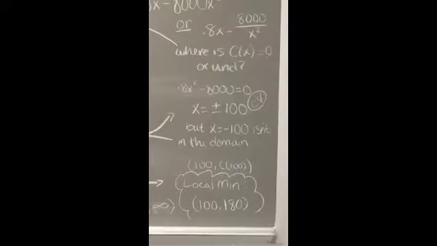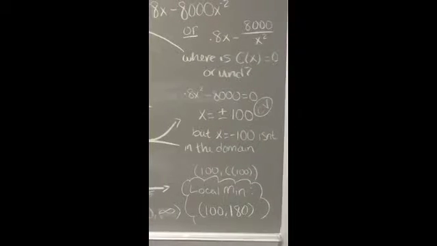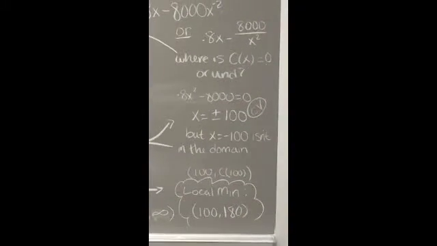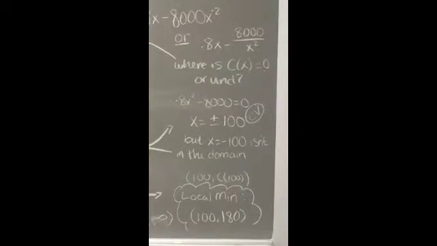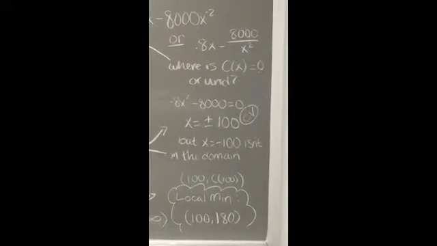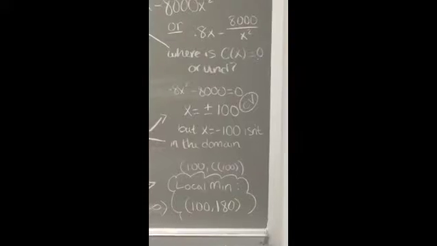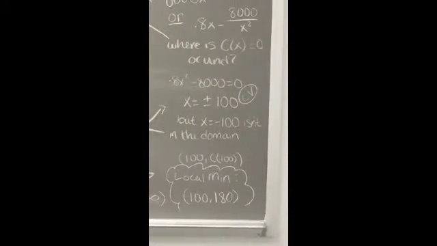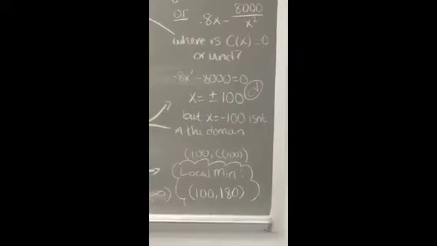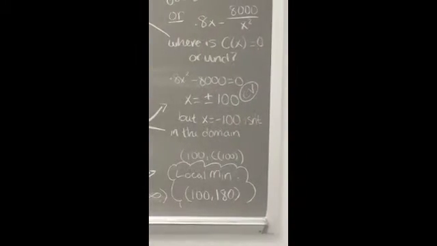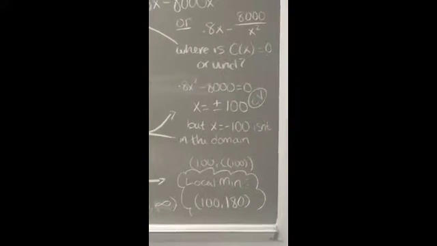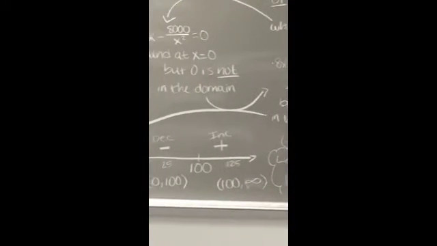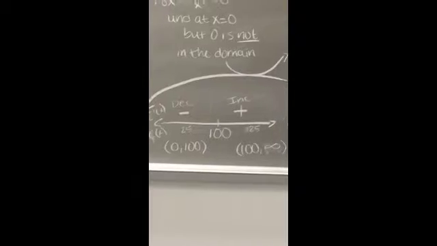So we are going to take 0.8x squared minus 8,000 and set it equal to 0, and we get x is equal to plus or minus 100, which are the critical values, but negatives are not defined in this equation. So therefore x is equal to 100 is the only thing that is defined. So that is our critical value. So we're going to follow this arrow to the sign chart.